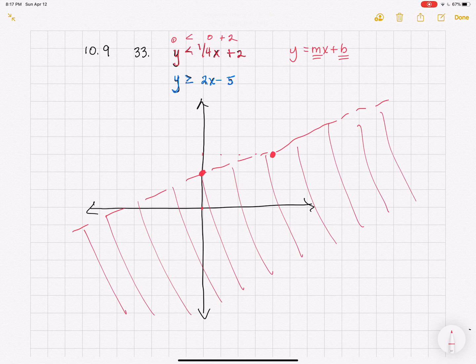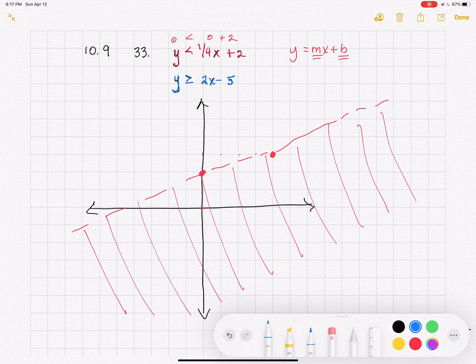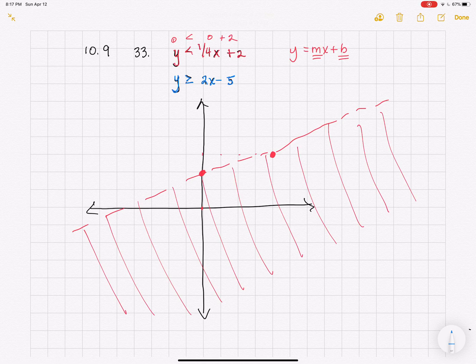All right, now I'm going to look at that second inequality. And I've got y is greater than or equal to 2x minus 5. Same thing, it's in slope-intercept form. I'm going to start at my y-intercept, which in this case is -5. 1, 2, 3, 4, 5. So I've got that point there going through the y-intercept. And then my slope is 2, or 2 over 1, because it's a whole number. So I'm going to use rise over run again. I'm going to go up 2 and over 1. So that's going to give me my other point.